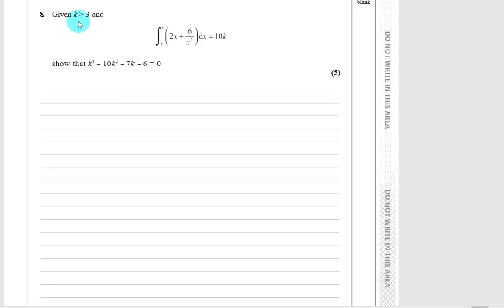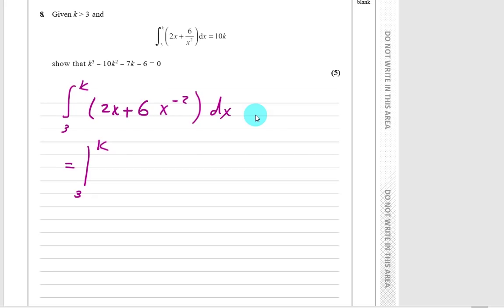Given k bigger than 3 and an integer, the integral from 3 to k of (2x + 6) divided by x² dx is equal to 10k. Show that k³ - 10k² - 7k - 6 = 0. So let us start the integration. The integral from 3 to k of 2x⁻¹... of (2/x + 6x⁻²) dx.